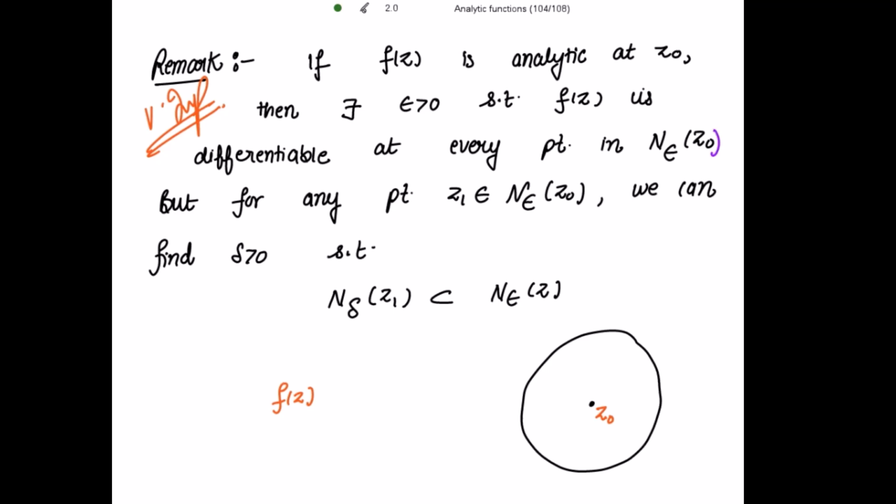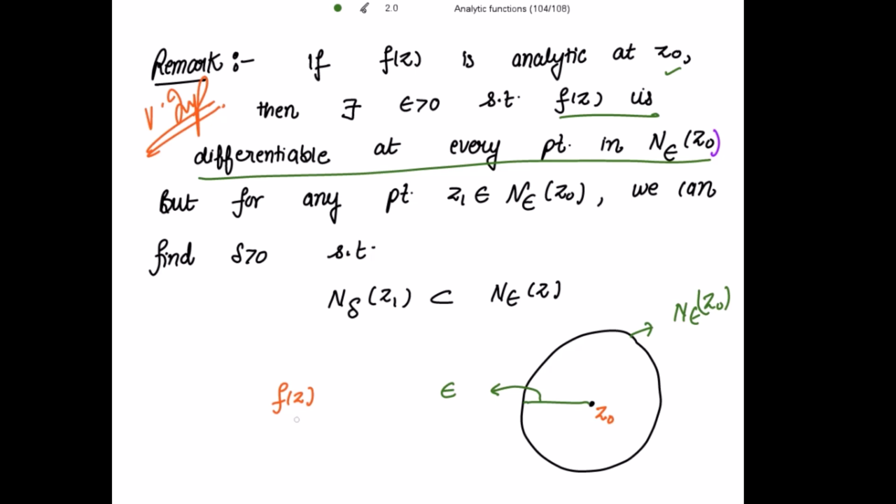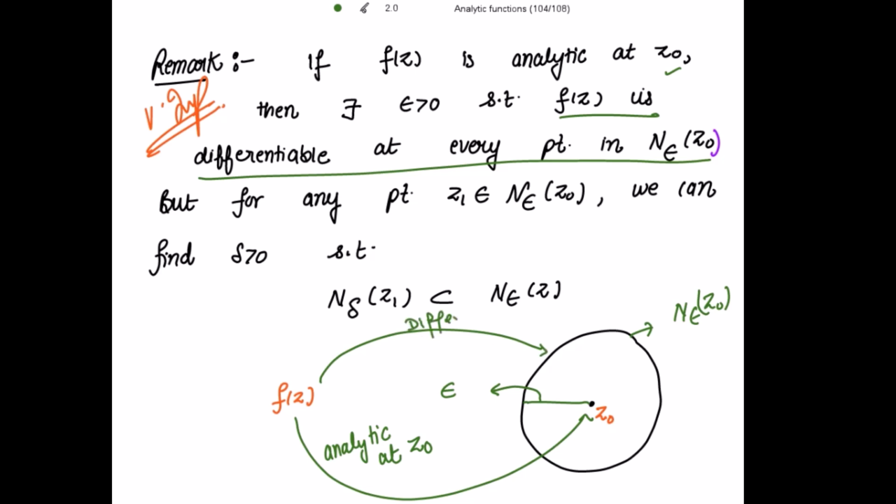Next, a very important remark. If f(z) is analytic at z0, suppose this is the point z0, then there exists epsilon positive such that f(z) is differentiable at every point in the epsilon neighborhood of z0. Epsilon neighborhood means the neighborhood of z0 having radius epsilon. So if f(z) is analytic at the point z0, then there exists an epsilon neighborhood of z0 such that this function is differentiable at all the points of the neighborhood of z0.